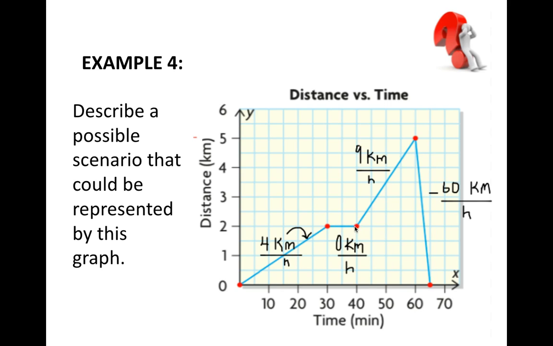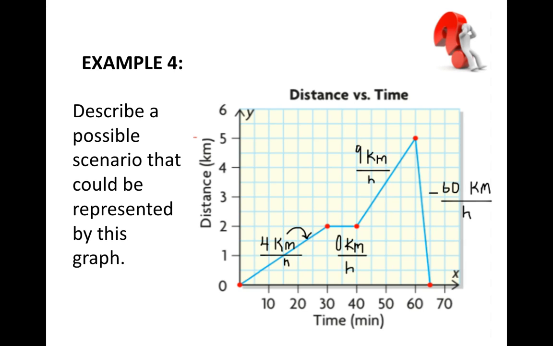So when you take a look at it, you should have found that the second one is a rate of change of 0 kilometers an hour. In other words, they didn't do anything. This one is a rate of change of 9 kilometers an hour. And the last one is a rate of change of negative 60 kilometers an hour. If you have any trouble with that, make sure you come in and ask about it, because this is kind of going back to finding slopes.